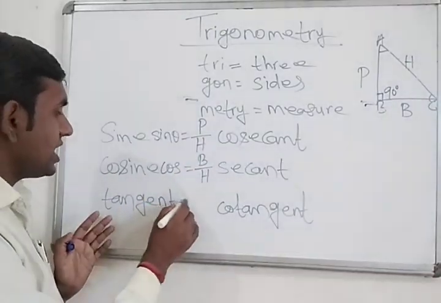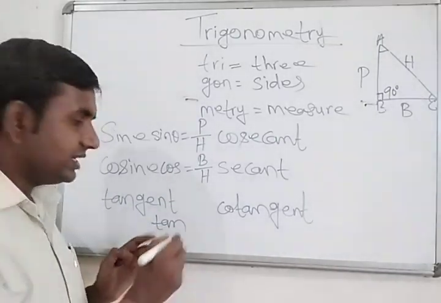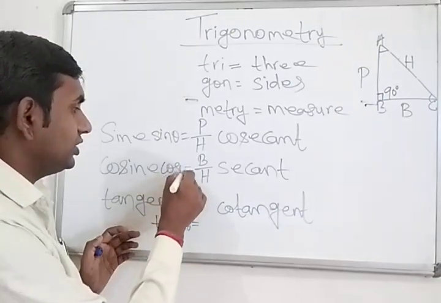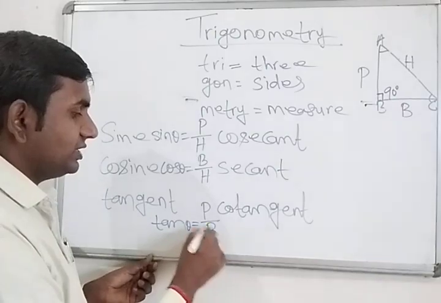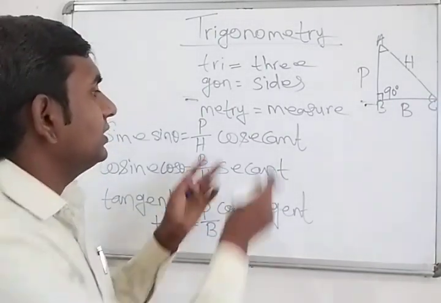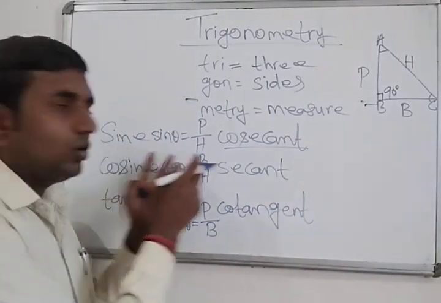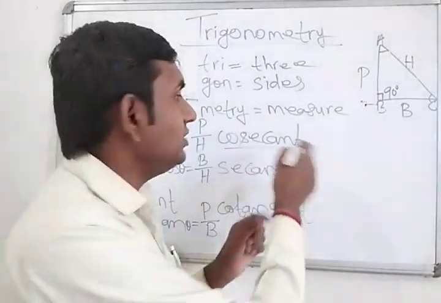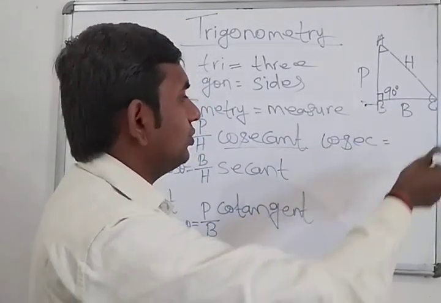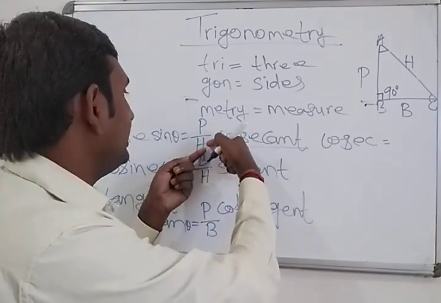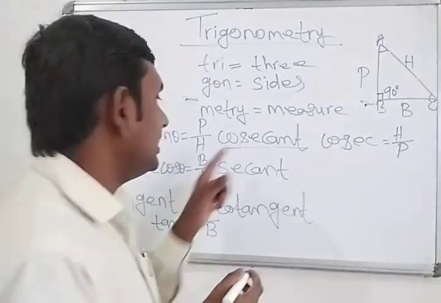And here we have tangent. In symbol we write it as tan. This tan theta is equal to perpendicular by base. Cosecant is the reciprocal of sine, we represent it by cosec, and it is equal to hypotenuse by perpendicular.